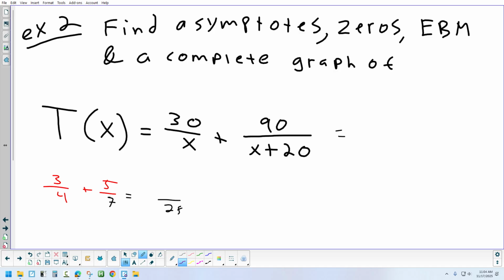In order to get a common denominator of 28, what does the top and bottom of the left fraction need to be multiplied by? 7. This fraction gets multiplied by the other denominator. And what about top and bottom over here? 4. This fraction gets multiplied by that denominator. We're going to do the same thing with letters. No different. What do you think the common denominator will be here? X squared plus 20x. Yeah. It's going to be the product of these two denominators. X squared plus 20x.